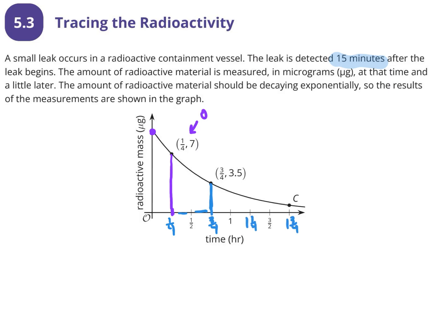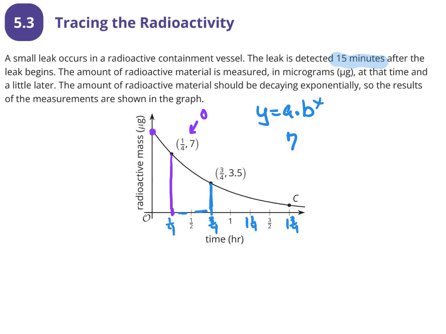I should have probably left them as improper fractions. Why am I doing this? This is going to be important to go back to 0 and to write the expression. So we know we have to multiply going right. 7 times some number going right. So y equals a times b to the x power. Our a is 7 because that's where we're going to start from when a leak was detected.